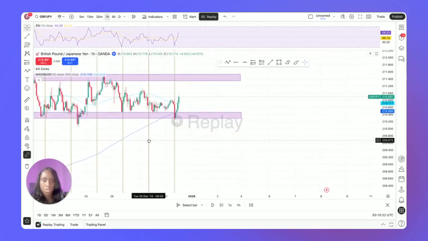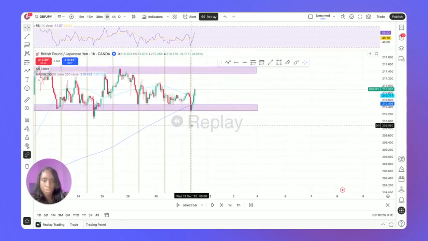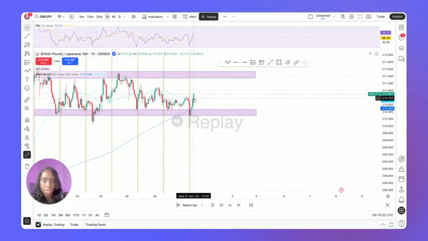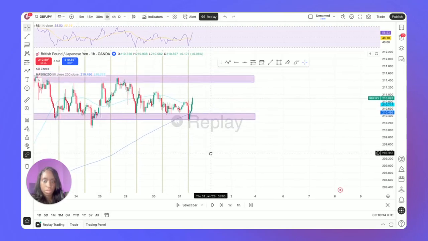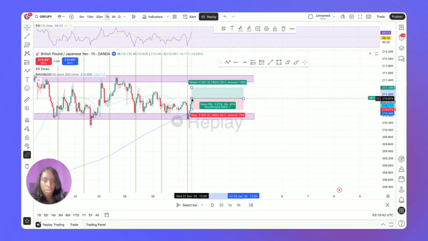So let's see if we can get a good setup. Basically, we did have one right here. This was a slight liquidity grab right here, and it closed above my zone. So I would have entered right here. Let's just see what happens.